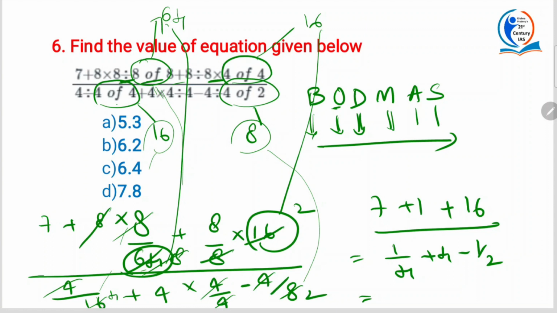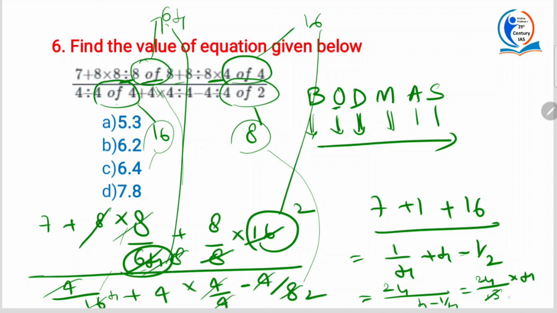Okay, so the numerator would become 16 plus 8 is 24. 24 by 1 by 4 minus half. Okay, so minus half plus 1 by 4 is minus 1 by 4. So 4 minus 1 by 4. That is equal to 24 by 4 fours are 16 minus 1 is 15. 15 by 4. 15 by 4. 4 will come to the numerator. So it will become into 4.